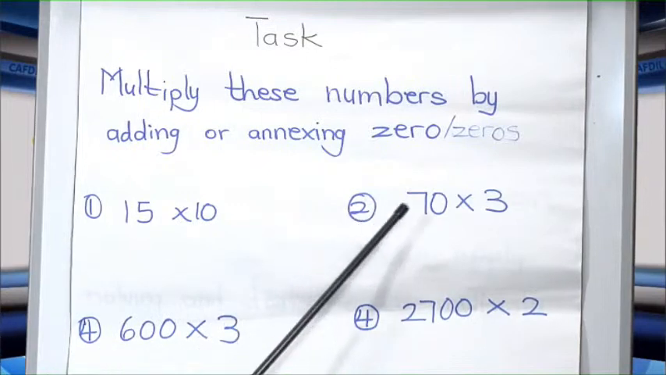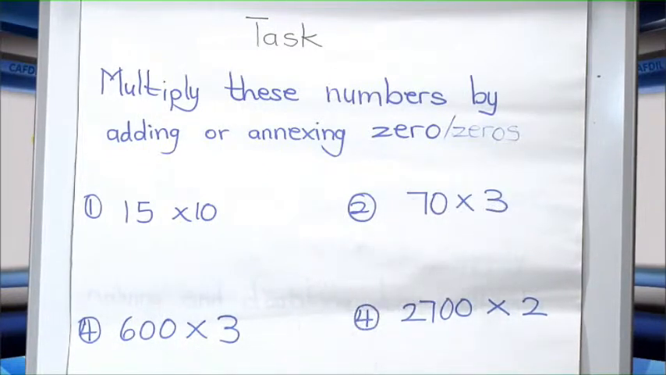And the second one, 70 times 3. The third one, number 3, 600 times 3. And the fourth one, 2,700 times 2. Quickly copy the questions down.